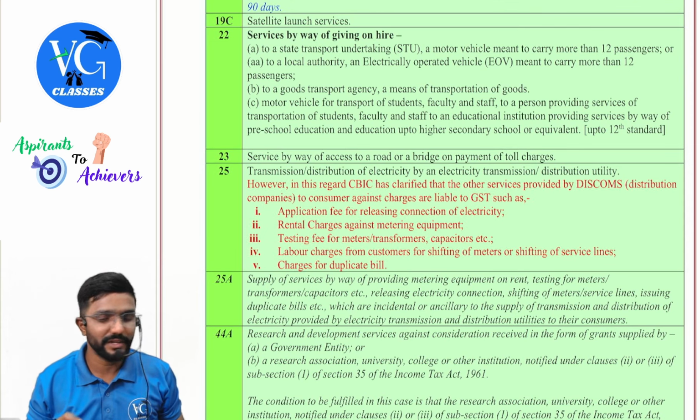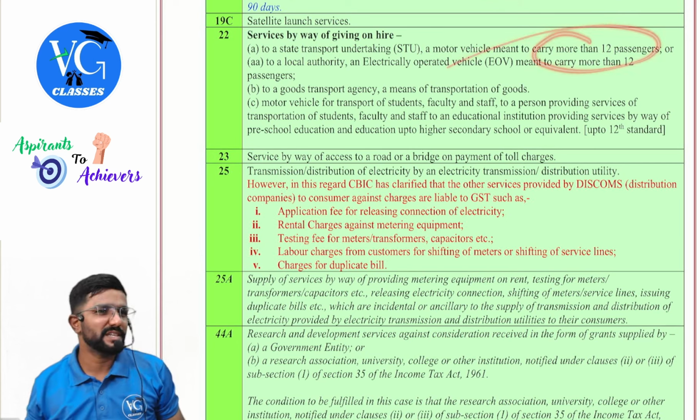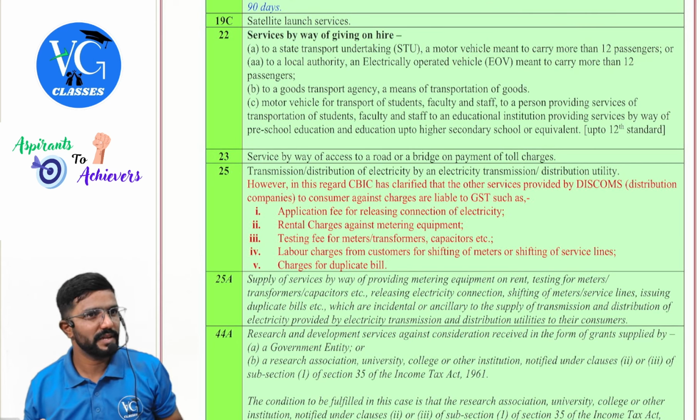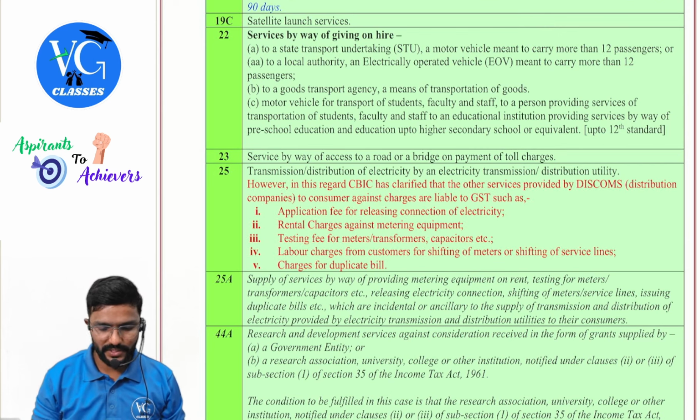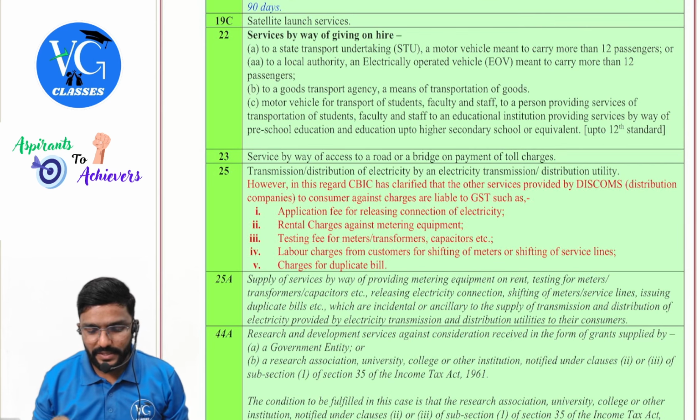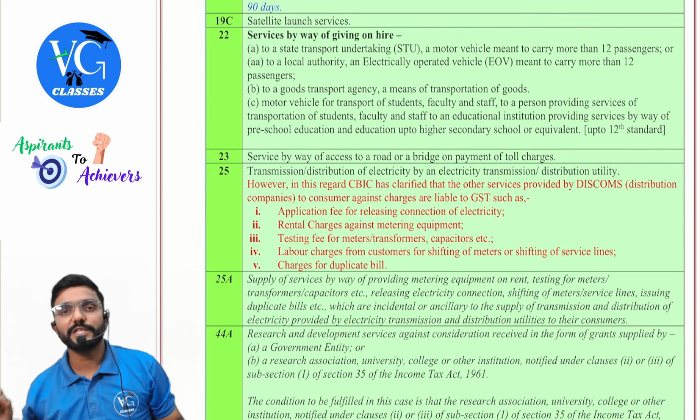Okay. See, I am using the word bus. They didn't use the word bus. They told to carry more than 12 passengers. So it is understood it is bus. Okay. If it is a car or any cab and all, is it taxable, sir? Yes. Next, to a goods transport agency, a means of transportation of goods.